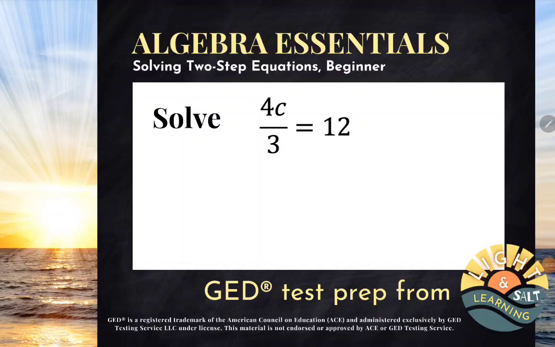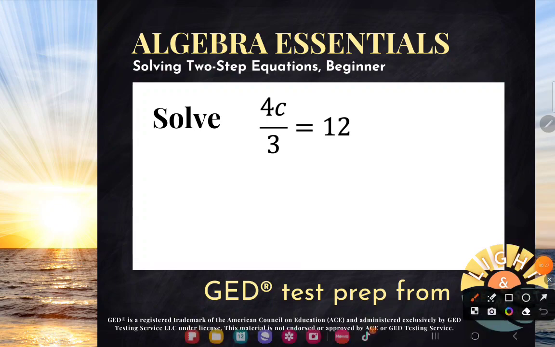All right, algebra students, let's take a look at this two-step equation, which looks a little tricky, but honestly, it isn't half as bad as it looks. So it says solve, and the equation we see is 4c over 3 equals 12. A lot of students just want to panic at the sight of a fraction, but we've got such good news: we actually have the power to get rid of fractions.